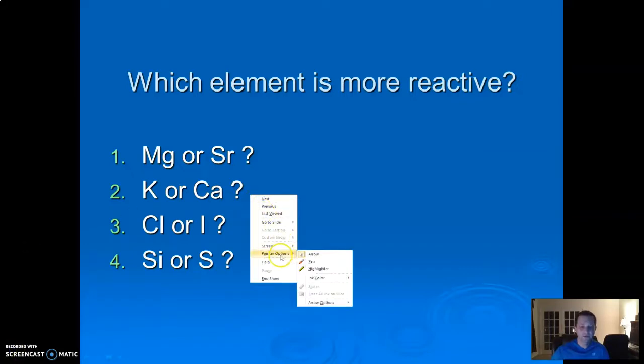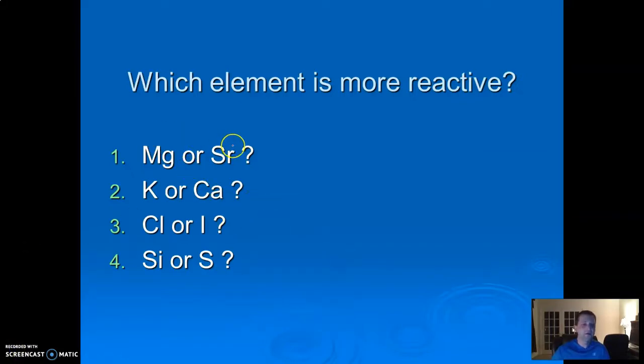Okay, guys, very quickly, if we take a look at the answers here, we have magnesium or strontium. So magnesium and strontium are both in group 2. Strontium is further down, so reactivity of metals increases as you go from top to bottom, so strontium is the answer there. The next one is potassium or calcium. They're both in period 4, but potassium is in group 1 and calcium is in group 2. So group 1 is most reactive, so it is potassium.